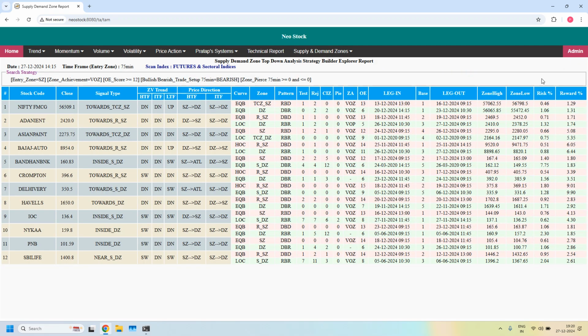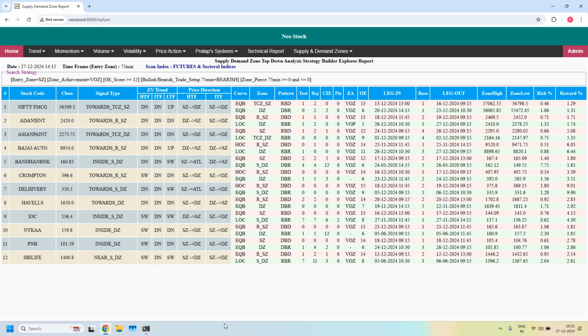Now let's filter the stocks. We got 12 stocks. All these 12 stocks are currently supporting bearish trade setup for weekly income trade. And the entry zones are 75 minute supply zones. Among these, there are some high probability setup supply zones available based on the high liquidity zones. Apart from these high liquidity zones, we can also further filter based on the zone confluence.